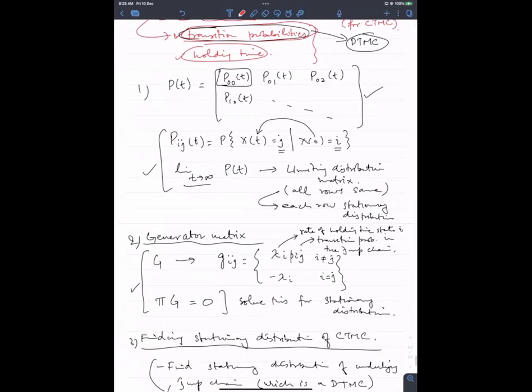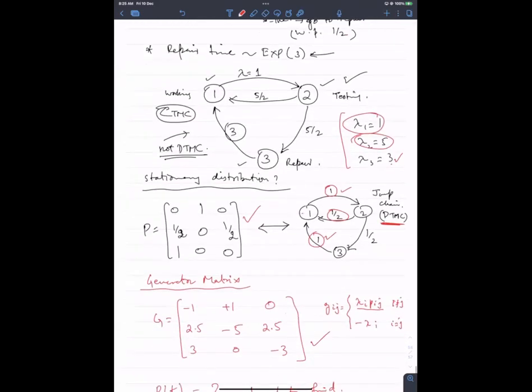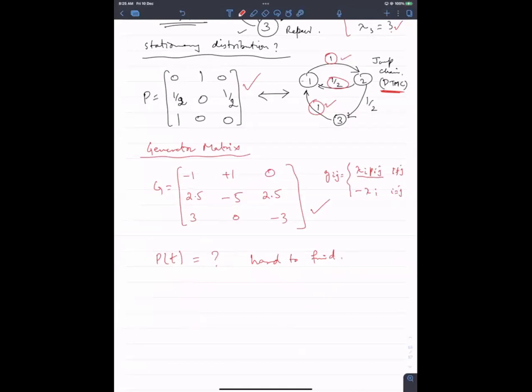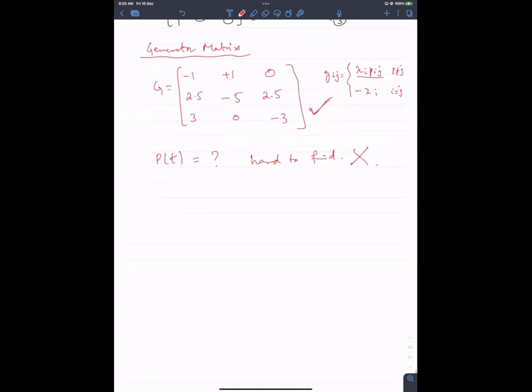Ye P of T jo hai yahan par aapke paas, finding out this probability that at certain time you are in state J, given that you started with state I, is wali chain ke liye zara find out karke dekhen. It's not, I mean, you can find it, but it's not very straightforward. Okay? So ye wala method hum nahi istemal karenge. We will use this method and generator method to find the stationary distribution. Okay. So first of all, let's use G to find pi, which is the stationary distribution for CTMC.